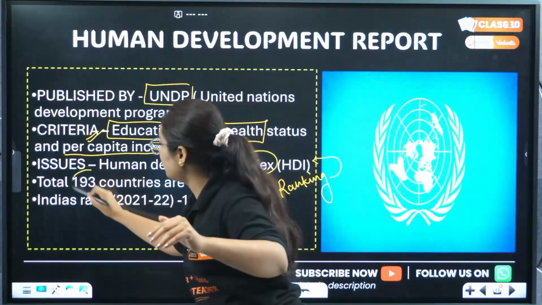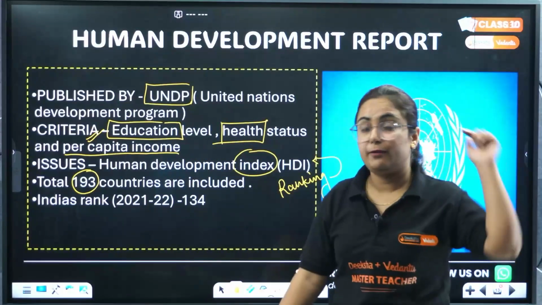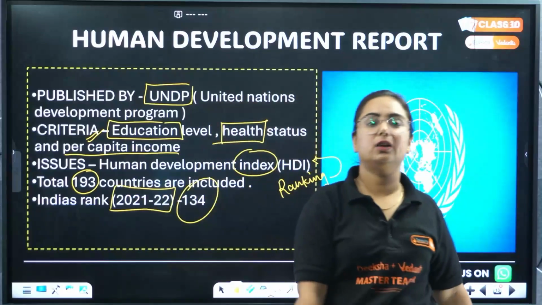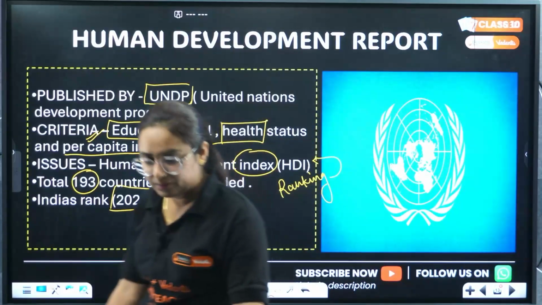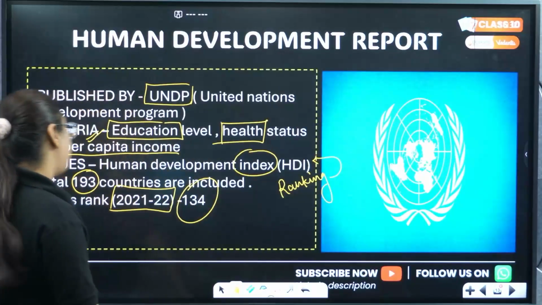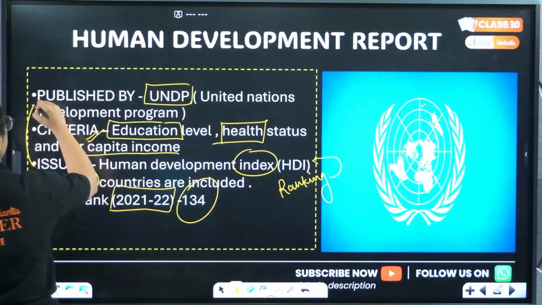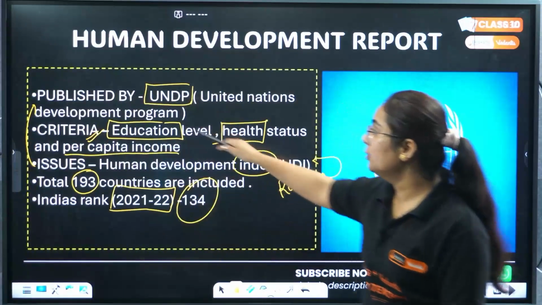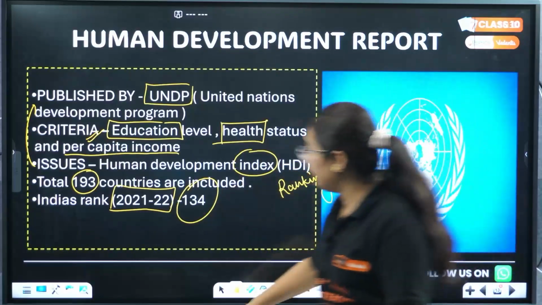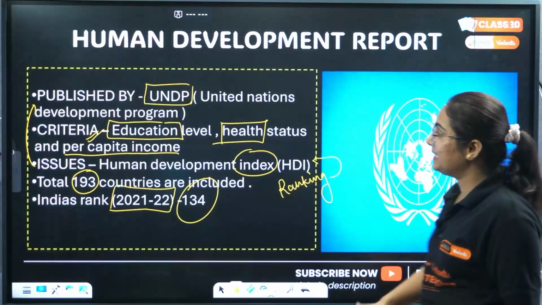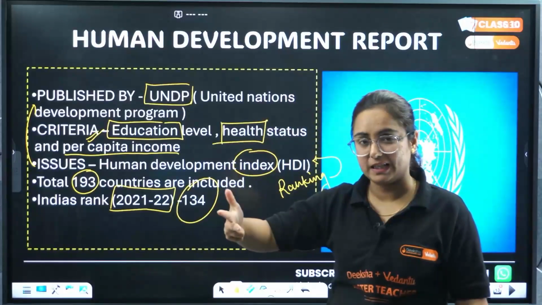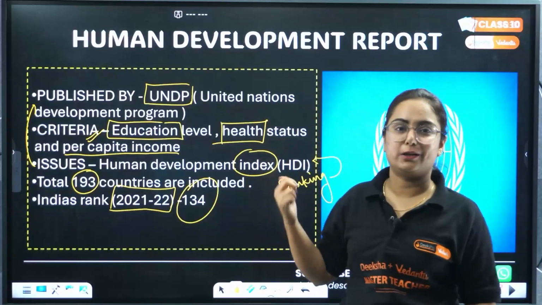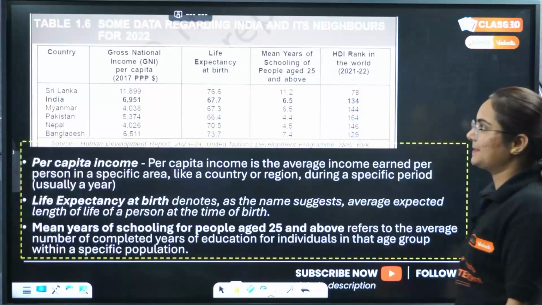In this index, there are a total of 193 countries. And India's rank, according to 2021-22, is 134. Is it clear or not? So if you want to compare countries, it is not only money that will help you. It is the Human Development Report published by UNDP. The criteria are education, health, per capita income. How many countries are there? 193. What is the rank of India? 134. It should be on your fingertips now.